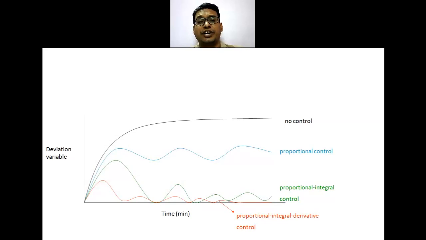We have already studied the response of a controller with respect to time. Now how you get this response, we are going to study mathematically. So these graphs we have already discussed as the response of a controller, that is the proportional controller, proportional derivative controller, proportional integral controller, and proportional integral and derivative controller. This is the deviation variable, and this is the offset, the variation from the set point.